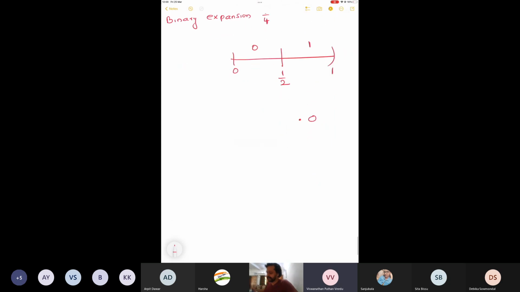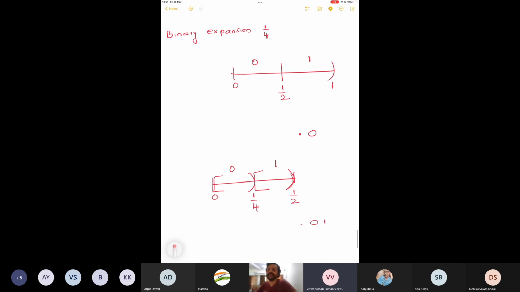Now next. You have determined that it is in [0, 1/2). Now divide into 2. It will be [0, 1/4) and [1/4, 1/2). This contains the label 0 and this contains label 1. And 1/4 is here. So the next digit will be 1. So 0.01, I don't have to write the 0 in front, 0.01 is the binary expansion for 1/4. Similarly, you can go for ternary expansion.